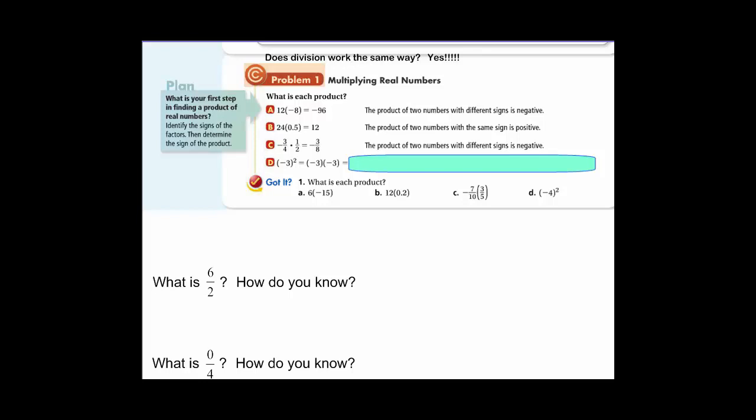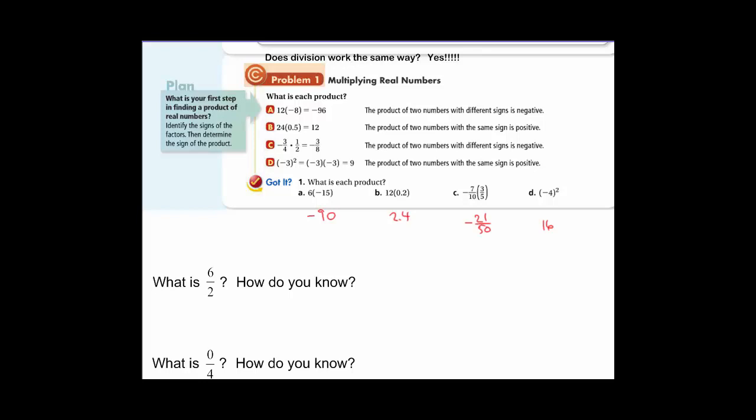They have the same sign, so the answer is going to be positive, and 3 times 3 is 9. So the answer there is 9. So here are 4 practice problems for you to try. Got it? A, B, C, and D. Go ahead and pause the video for a moment and get the answers to those problems. Check back with me when you're done.